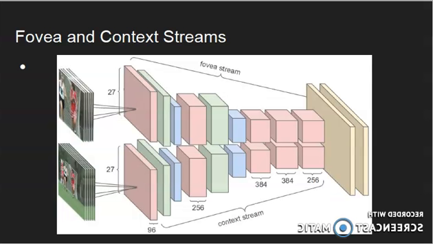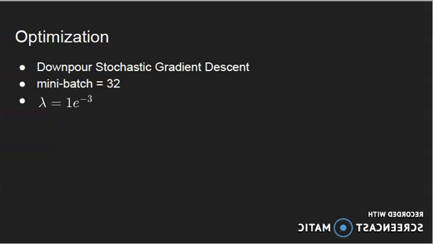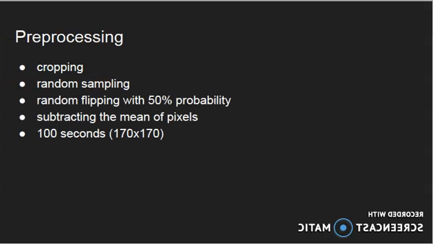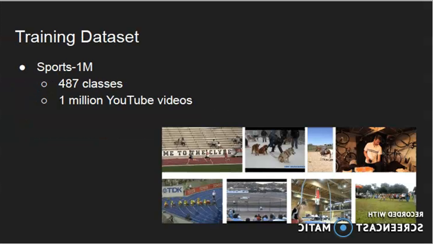They preprocess particularly using random flipping with 50% probability. Here we can see the DistBelief statistics. Here's how they calculate the probability, and this was a training data set. This is the preprocessing: cropping, random sampling, random flipping, as I mentioned before, with a 50% probability, and subtracting the mean of pixels. The dimension is 170 by 170.